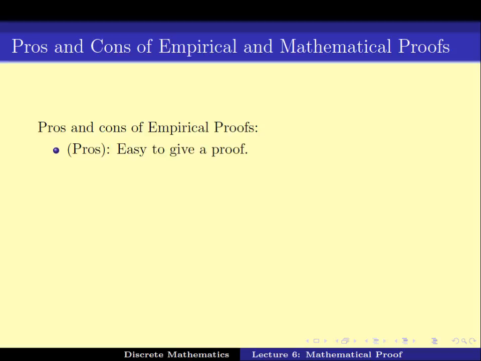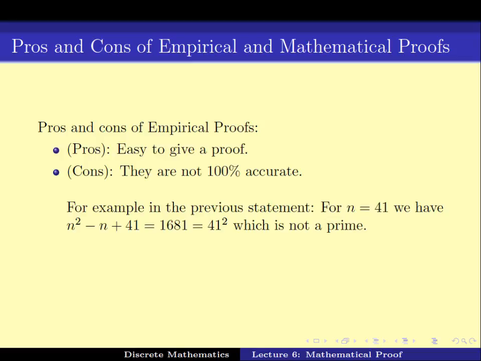But there is a downside to it. The downside is that they are not 100% accurate. Now it's obvious why. Because for example in the earlier statement, we have just tried out n squared minus n plus 41 is a prime on just a finite number of points. It is humanly impossible to test it out on an infinite number of points. So there might be a mistake somewhere. There might be some n for which it is not true. And in fact, that's what happens.